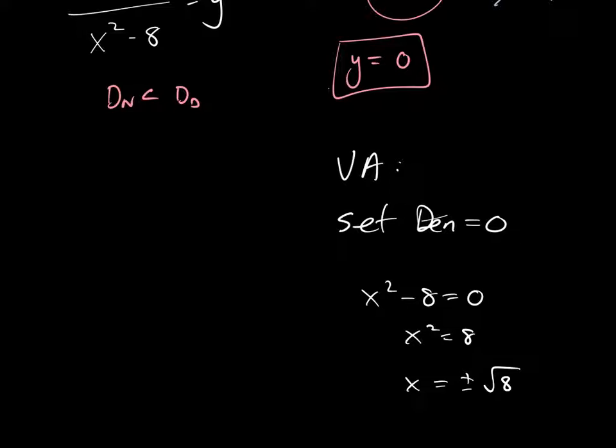Now I can simplify that to 2 root 2, right? That simplifies, but I don't really care at this point. You know what I'm saying? You should really know its value as a decimal. What's root 8 approximately? Why do I care about the decimal value, by the way?